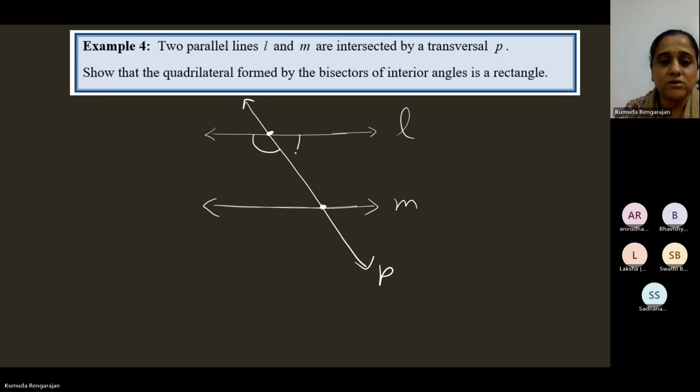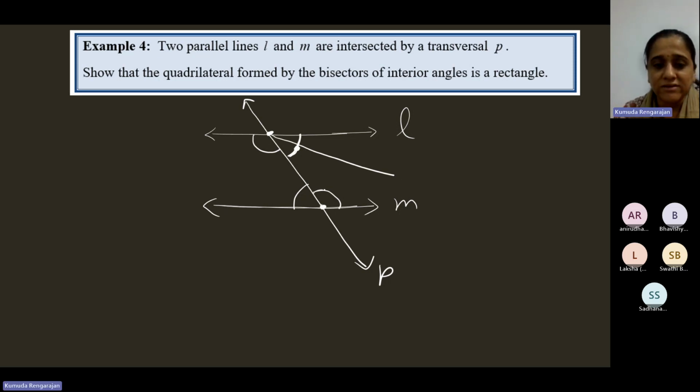So 1, 2, 3, 4. These are the 4 interior angles. Bisectors of the interior angles. Now this angle, the bisector will pass through this point, the middle part of that angle, right? Like this.